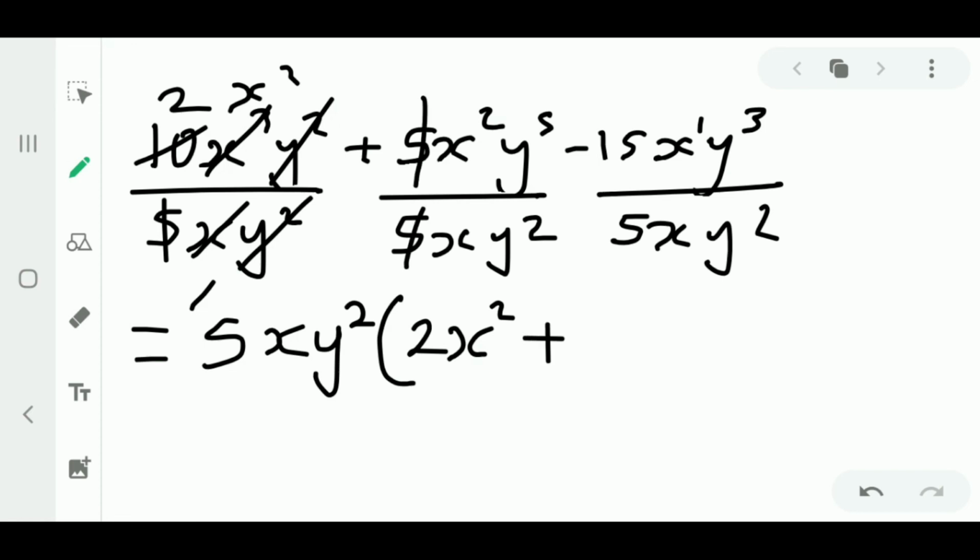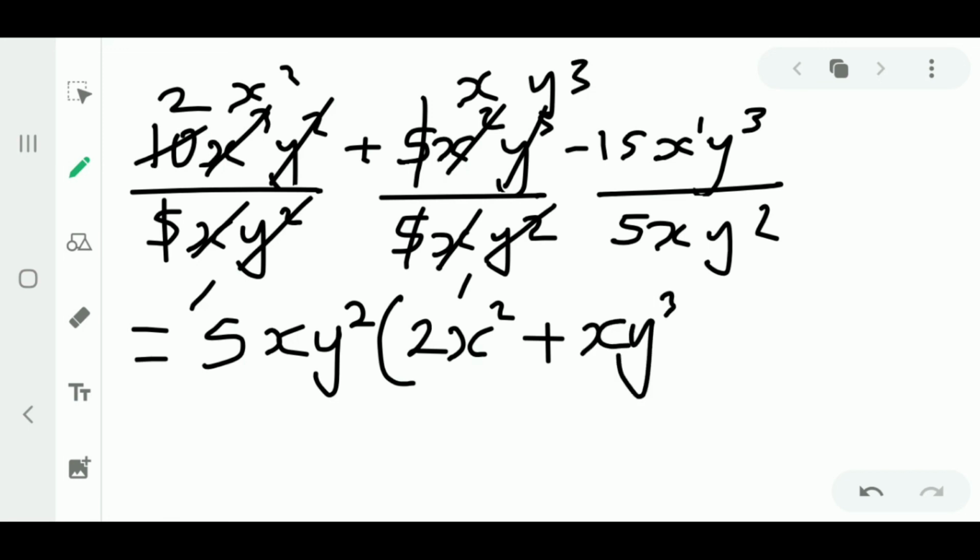The 5's are cancelled here. The x here is cancelled, and this x is cancelled, leaving 1x here. y squared is cancelled, leaving y cubed. So we have xy cubed. Then we have 5 into 15, that goes 3. So remember the sign there, we have minus 3. The x is cancelled. The y squared cancels here, and we have y left here. So it is 3y.